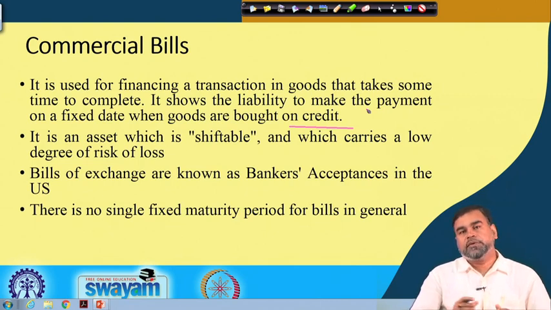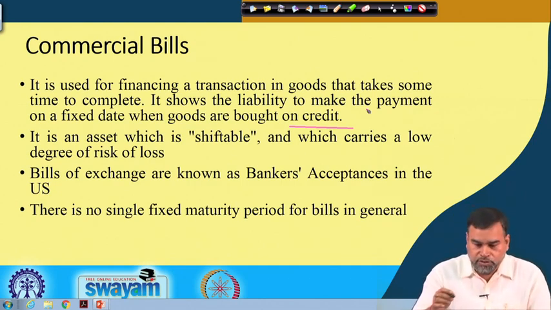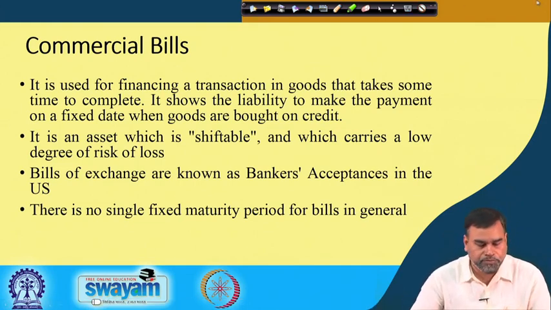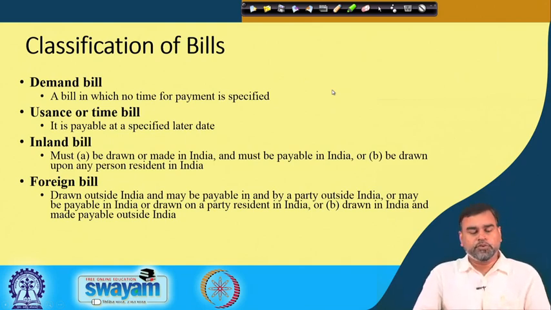So, it depends upon the buyer's and seller's agreement how much maturity period the commercial bill should have for the completeness of that transaction. That is why there is no fixed maturity period assigned whenever any transaction in the financial market takes place in terms of commercial bills. So, this is why these bills are defined. Then, what are the different types of bills? There are different types of bills we have.